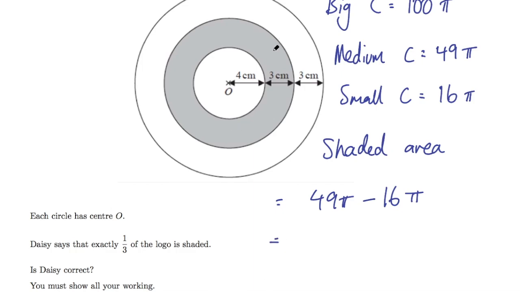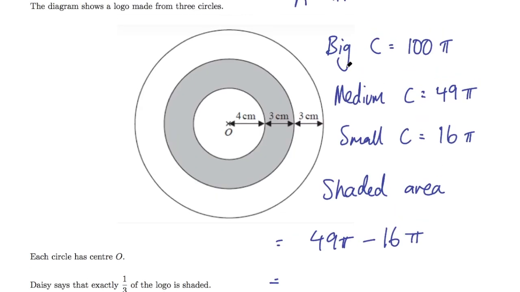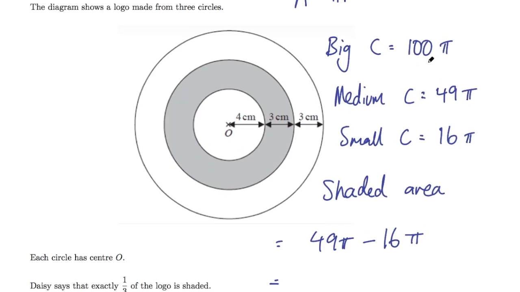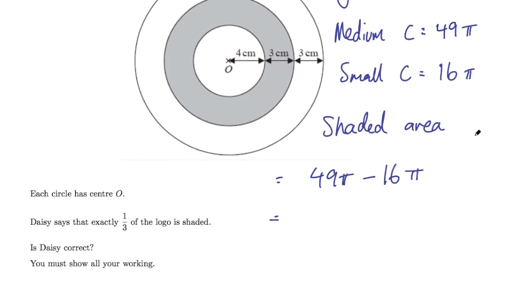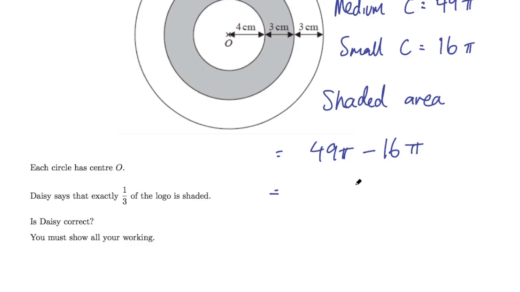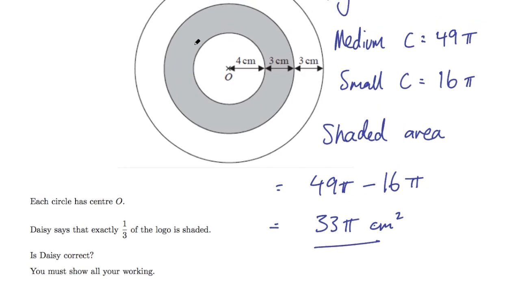And by the way, if you ever get questions about areas of circles in a non-calculator paper, it's usually better off to leave pi as is rather than trying to work this out. Rather than try to calculate this number, just leave it as 100 pi, etc. So 49 take 16, that's going to be 33 pi centimeters squared.